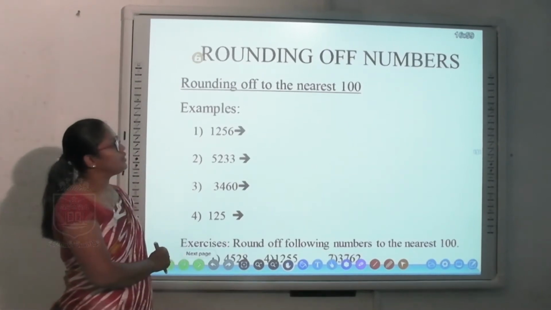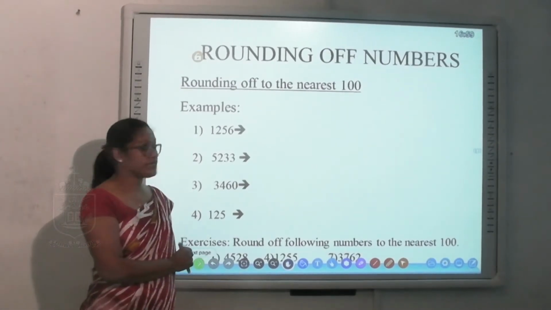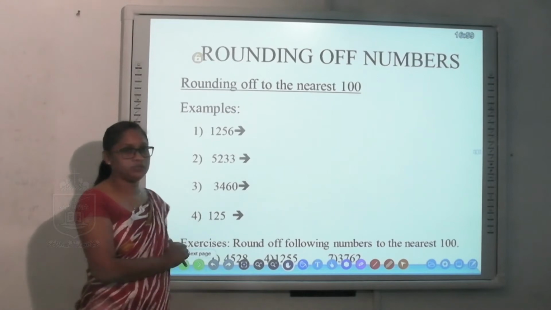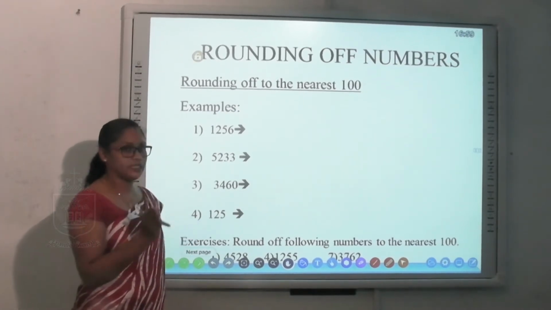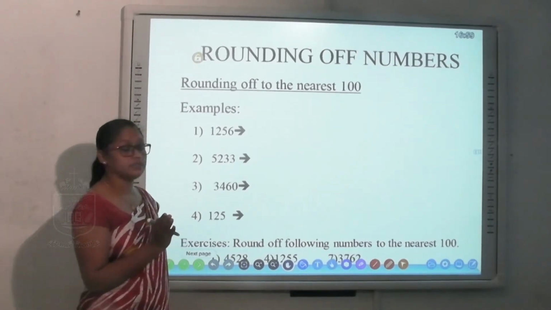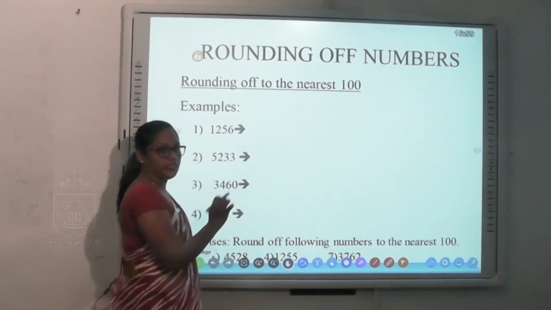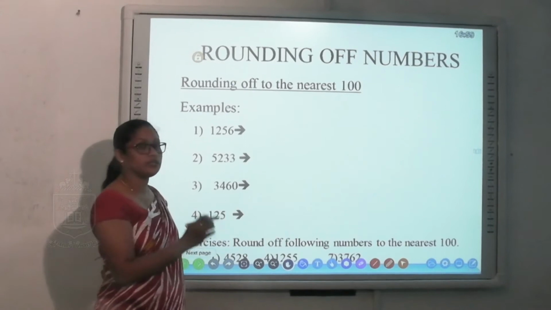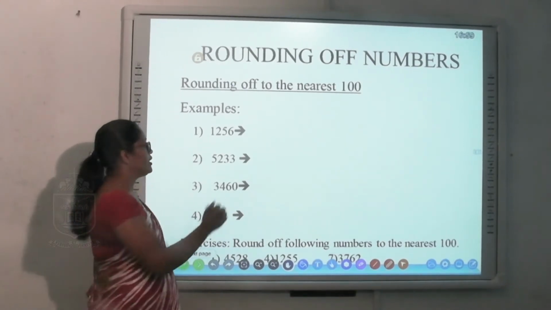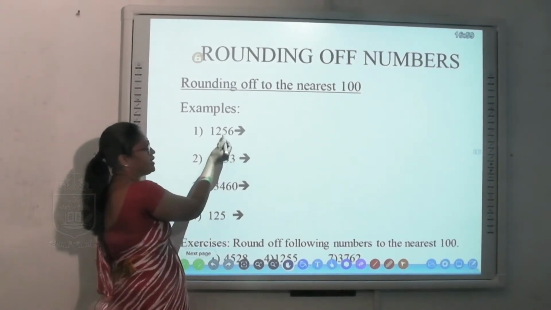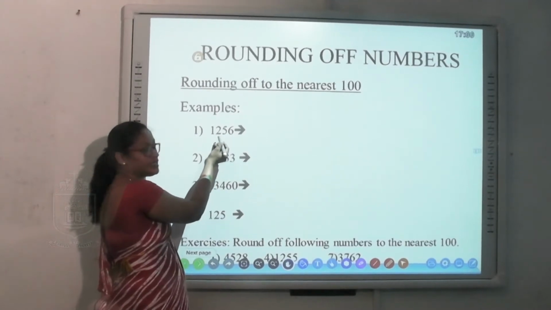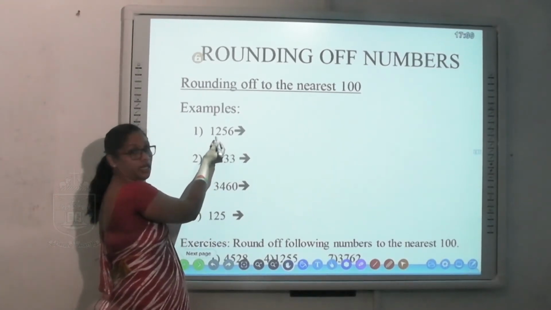Now I am going to round off numbers to the nearest 100. Here I am not using any diagram. I just give you the simple procedure. Because we are rounding off to the nearest 100, you should find the 100th place of the number. So this is the unit place, this is the 10th place and this is the 100th place.